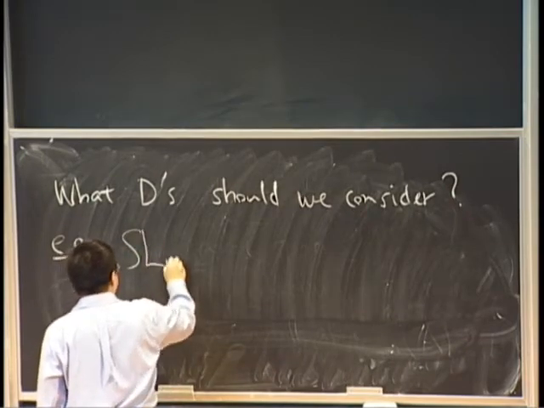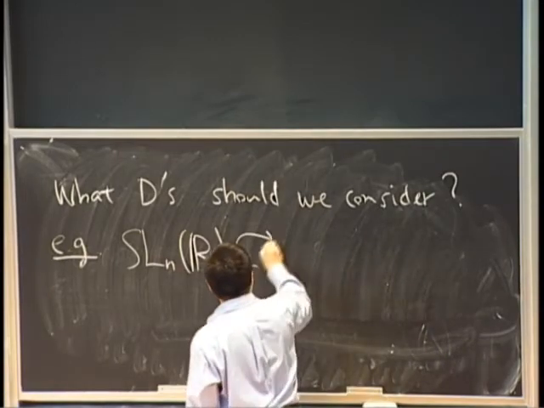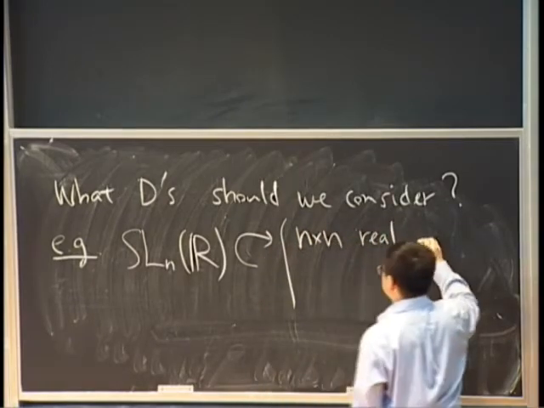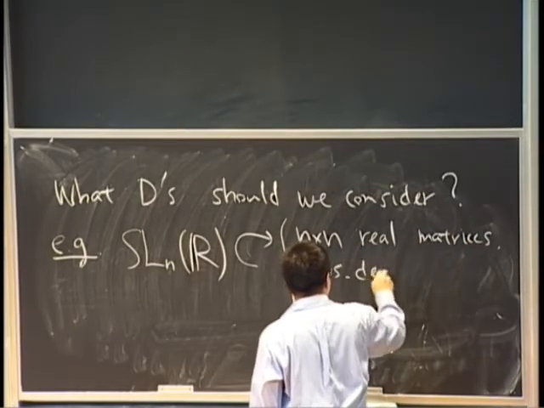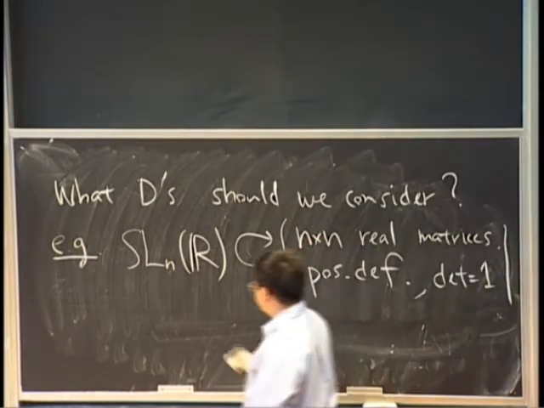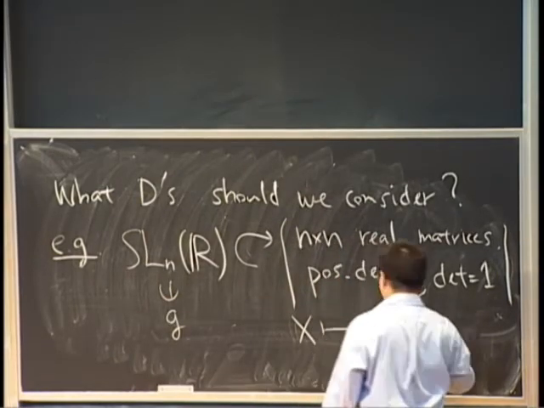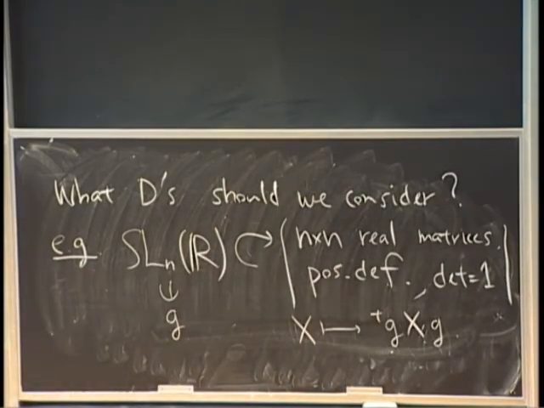Okay, so let me first write down what it is. This SL_n(R) actually acts very naturally on a kind of space: n by n real matrices, positive definite, determinant equal to 1. And the action is like if you have any g there, then you send X to just this conjugation like this. If it's positive definite, then after the conjugation, you still have something positive definite. And determinant is okay because SL_n has determinant 1. So it's really an action.